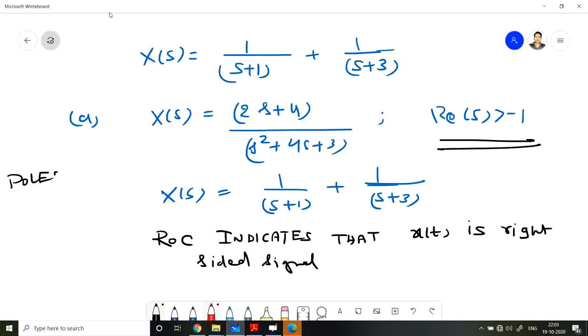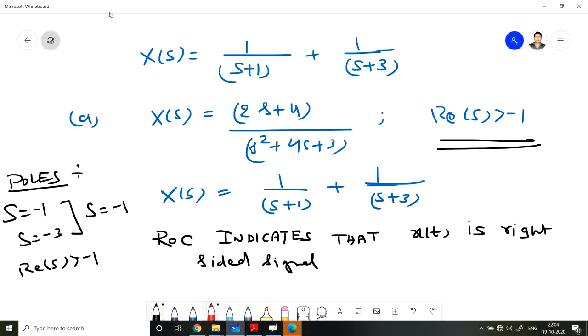And also we can see how many poles are there. The poles are present at s equals minus 1 and s equals minus 3, and the ROC is real part of s greater than minus 1. So which pole is bigger? s equals minus 1 is bigger, it is the maximum pole, compared to s equals minus 3. It means the ROC is basically the real part of s greater than minus 1, so it is to the right of the rightmost pole. It is a right-sided signal.